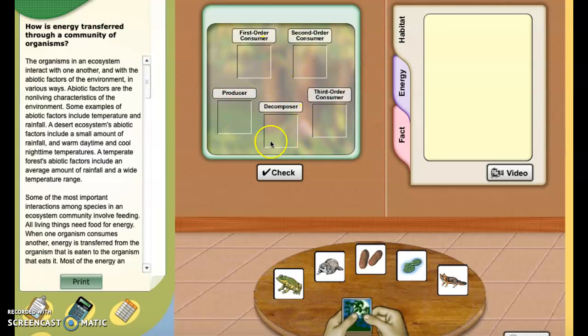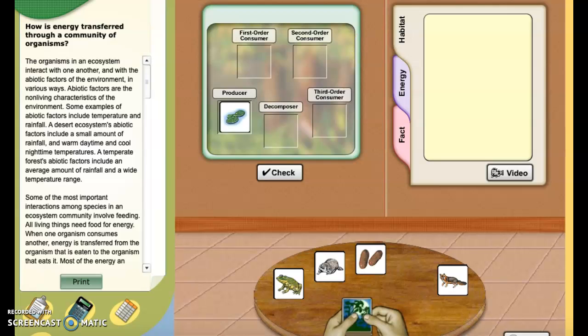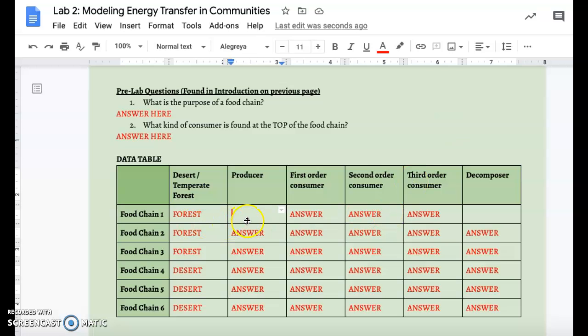So the first 2 easiest to do, I would always do, is producer and decomposer. Just remember that producers are always plants, and I think this looks like a plant. Duckweed. This is called duckweed, so I'm just going to drag this over. And before I forget what it's called, I'm going to record it right here. So duckweed for producer.